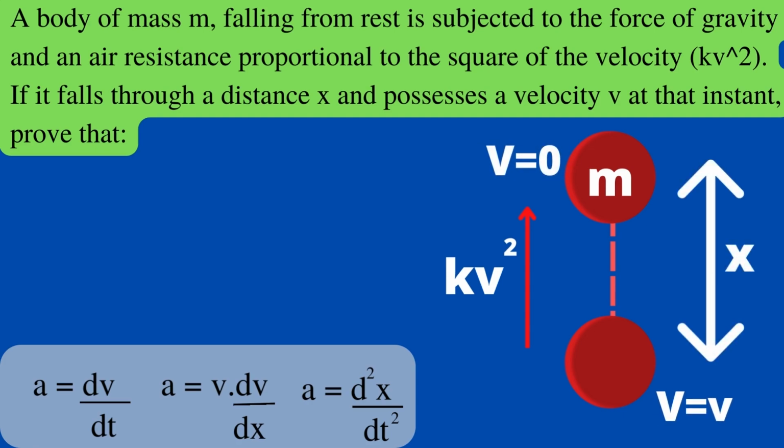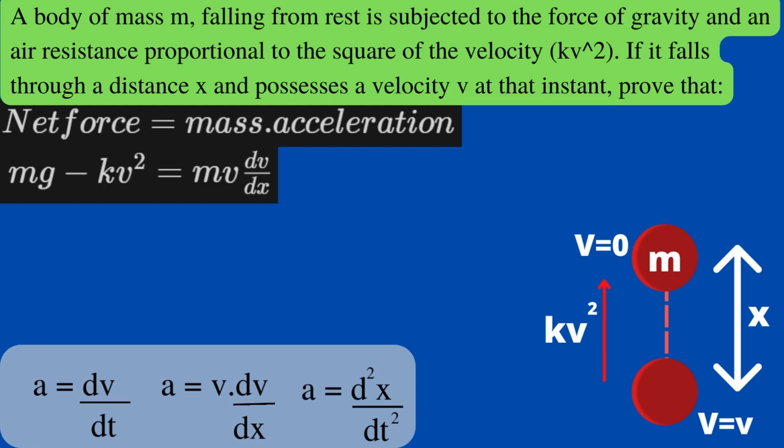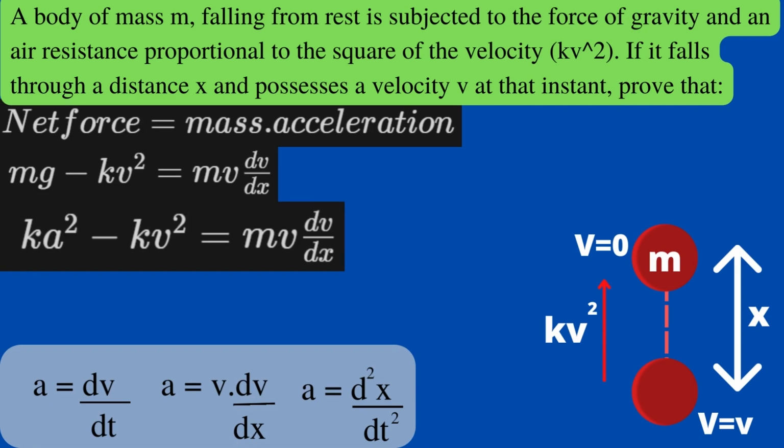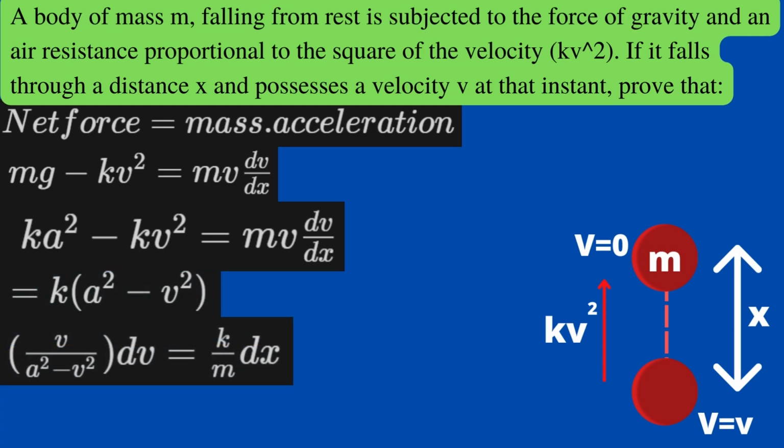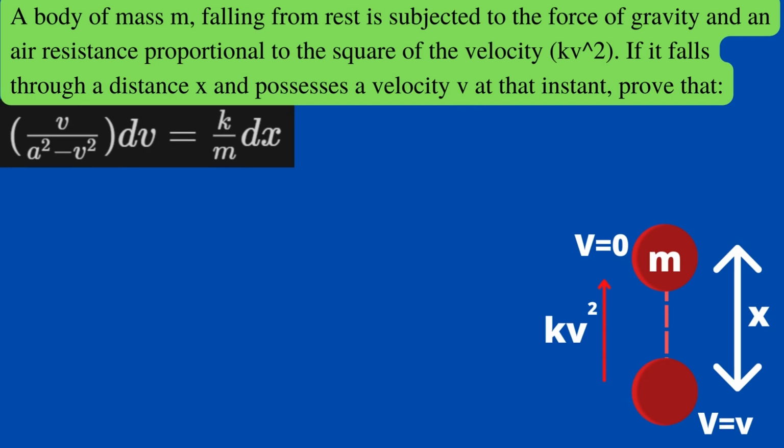We know that the net force is equal to mass into acceleration. Hence, mg minus kv square is equal to mass into acceleration, that is v dv by dx. It is given that mg is equal to ka square. So let's substitute that value. Hence, ka square minus kv square is equal to mv dv by dx. Now taking terms of v with dv and remaining terms with dx, we get v by (a square minus v square) dv is equal to k by m dx.